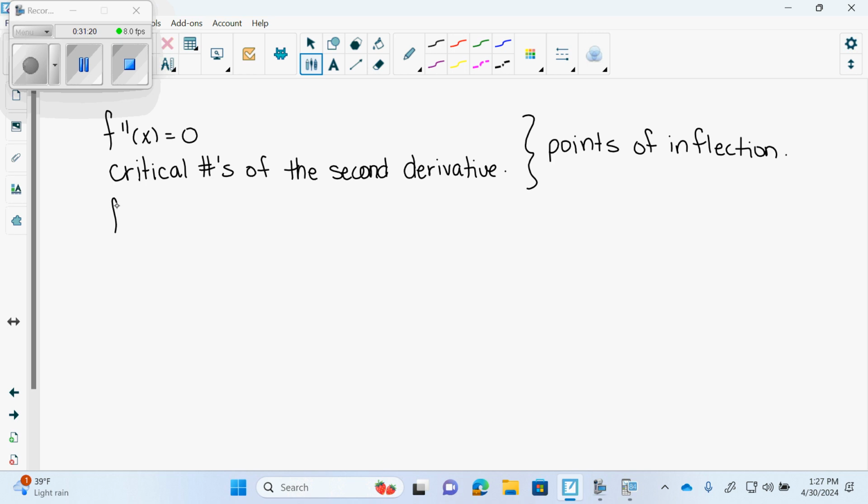Then where f double prime of x is greater than 0, what do I have? Concave up or down? Up. Where f double prime of x is less than 0, it is concave down.